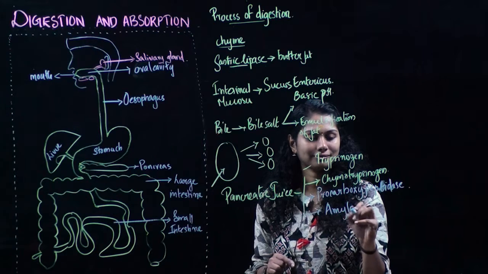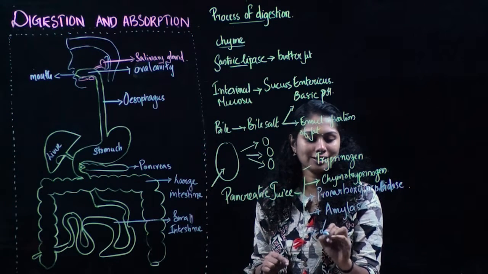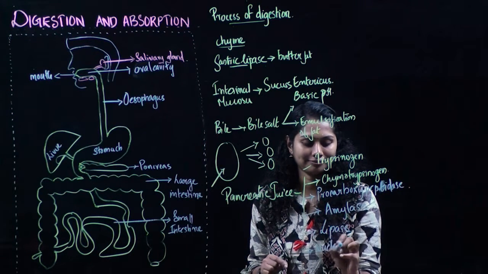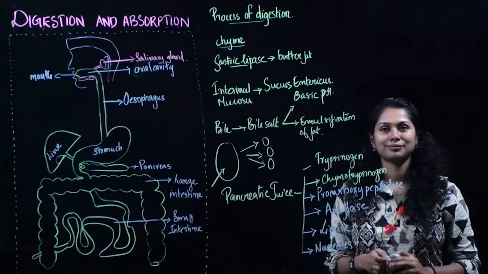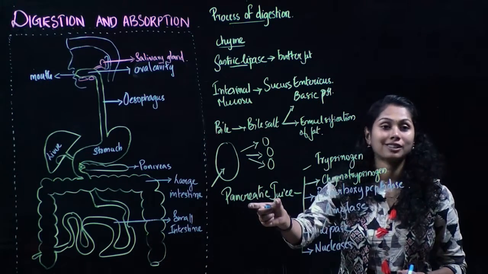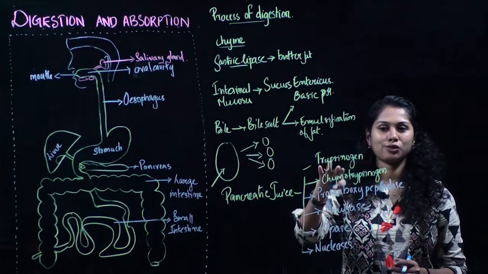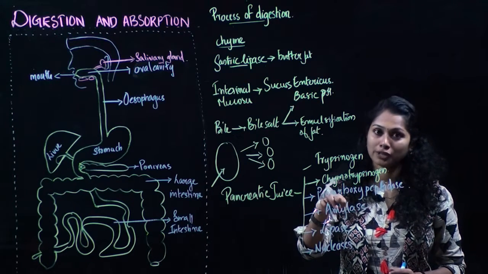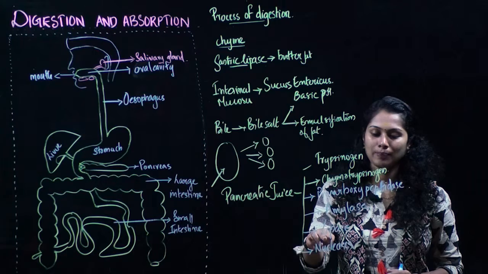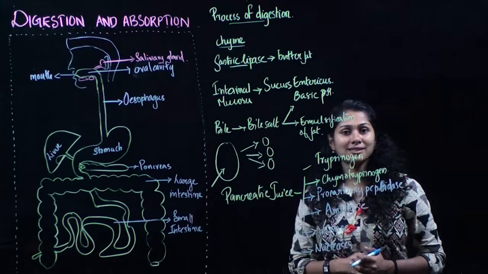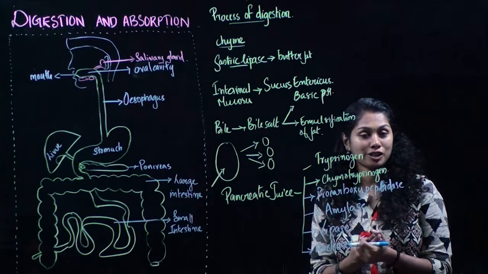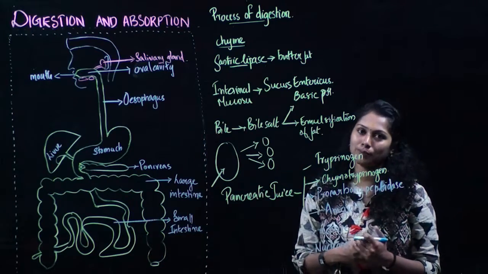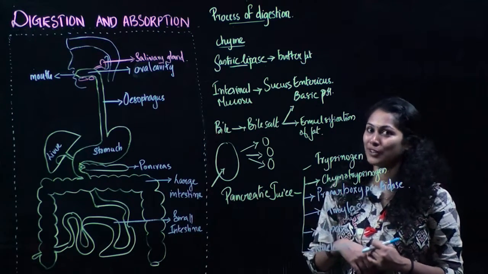amylase, lipase and nucleases. So we have looked at the components of pancreatic juice: trypsinogen, chymotrypsinogen, procarboxypeptidases, amylases, lipases and nucleases. These are secreted into which part of the small intestine? Into the duodenal region through the hepatopancreatic duct that we have discussed in our previous section.